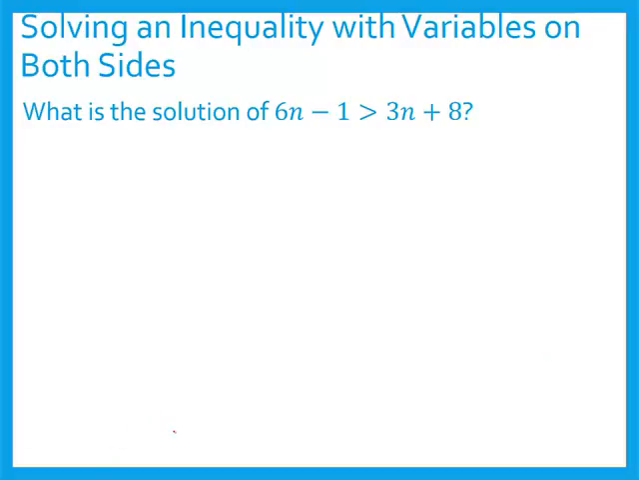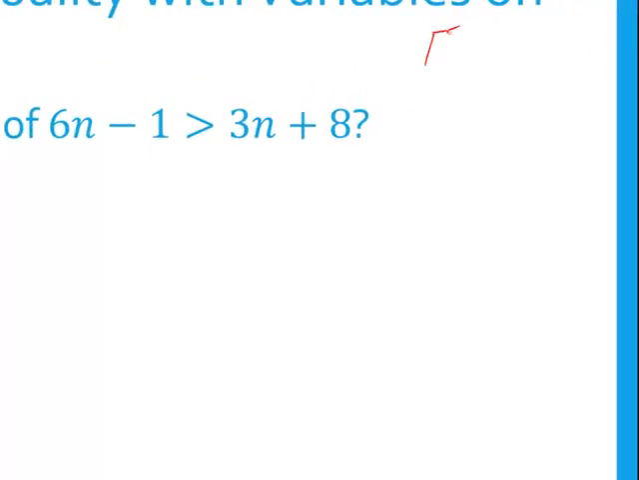So what is the solution of 6n minus 1 greater than 3n plus 8? This is example 4. Well, first up, we need to see if we need to distribute anything, which we can't because there aren't any parentheses. Next up, we should see if we need to combine any like terms on the same side, which there aren't. So then next up, we need to use the inverse operations to get the variables on the left side and the remainders on the right side.